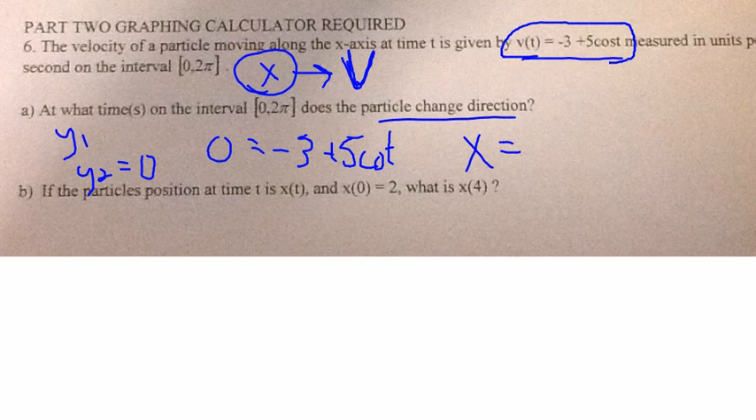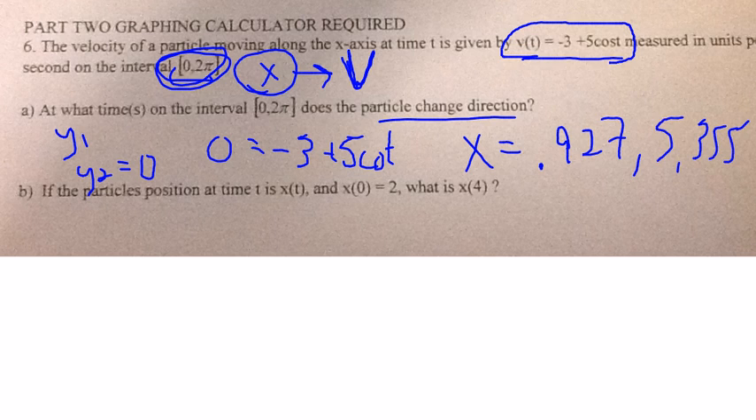I can't pull up a calculator on this app, but it's all good. So I get 0.927, and the other one I get, you need to make sure you do both of them. You have to look in this whole interval from 0 to 2 pi. I get 5.355. And that's it for part A.